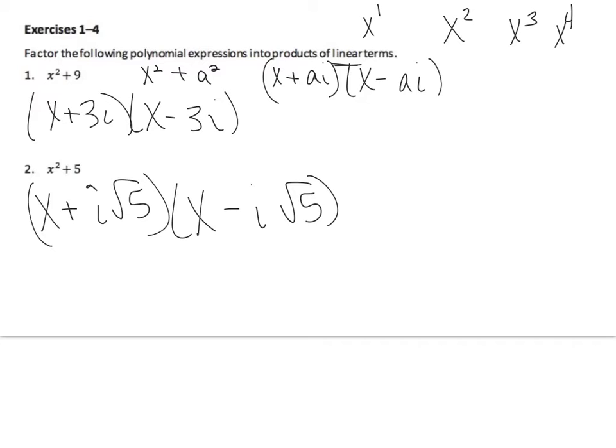It's somewhat easier, just a random thought, to write i and then the radical versus radical then i, because if you are a sloppy writer, you'll never know, is this i underneath a radical or not underneath a radical? So if you put it in the front, it's just a lot easier to read.